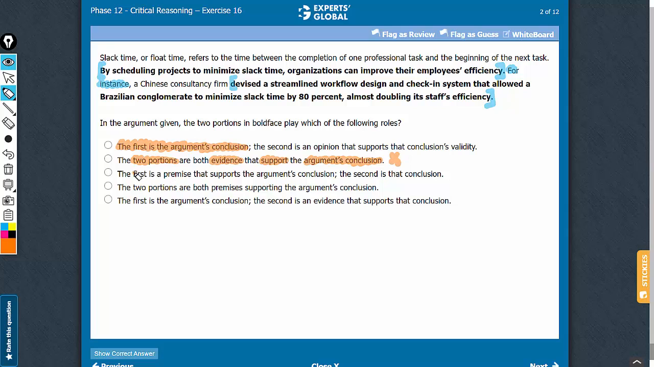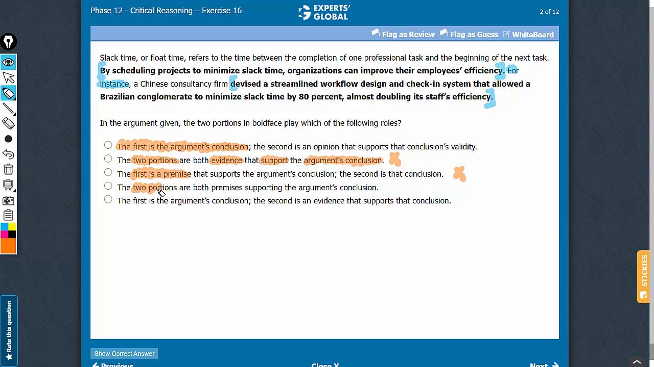Similarly, answer choice C says that the first is a premise. No, first is not a premise. Premise, remember, is a statement from which another statement is inferred, and a conclusion is something that is inferred through some reasoning. So a conclusion is never a premise. This cannot be correct. Answer choice C can be eliminated.